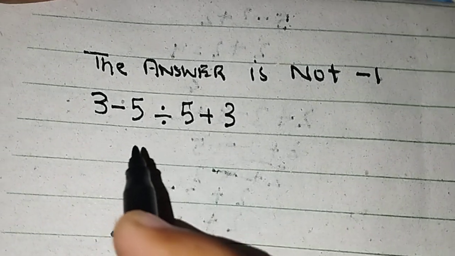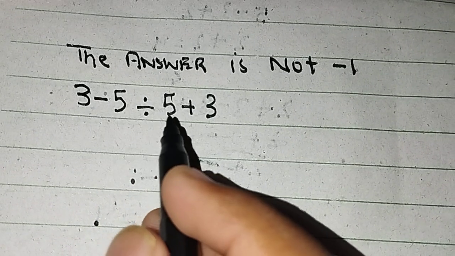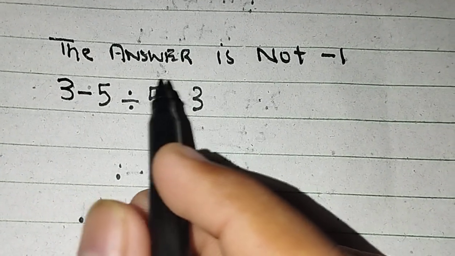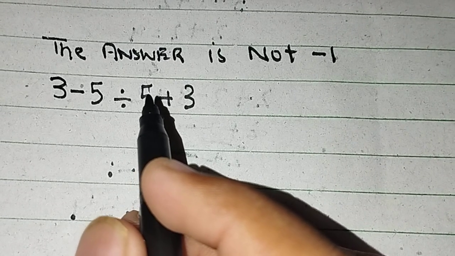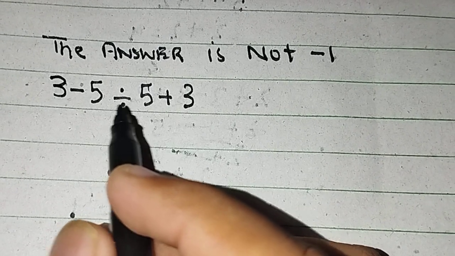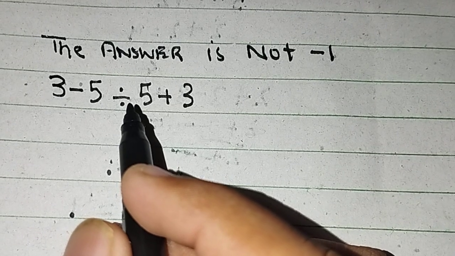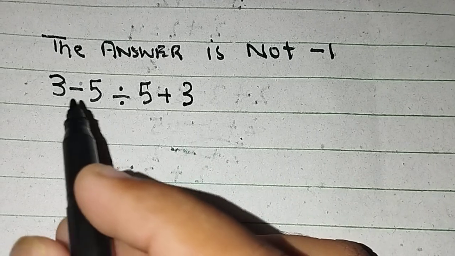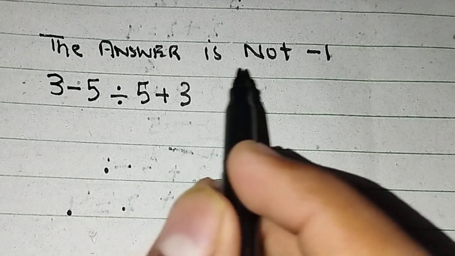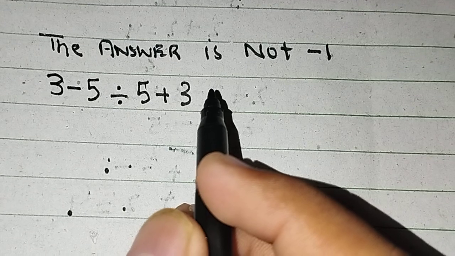So in this video we discuss 3 minus 5 divided by 5 plus 3. The answer is not minus 1. We get the answer minus 1 when we first divide by 5 and get 1, and 1 plus 3 is 4. Then 3 minus 4 is equal to minus 1. So this is the wrong answer.